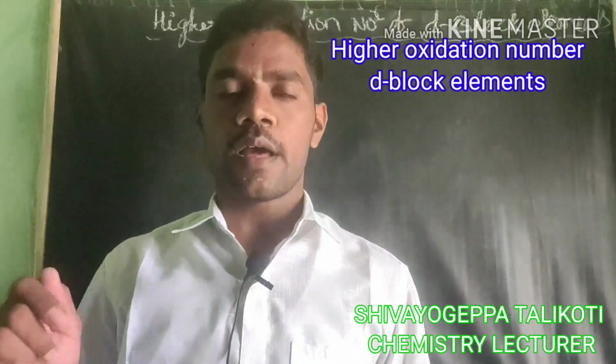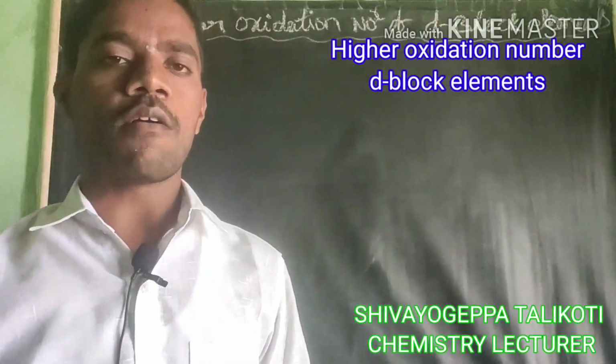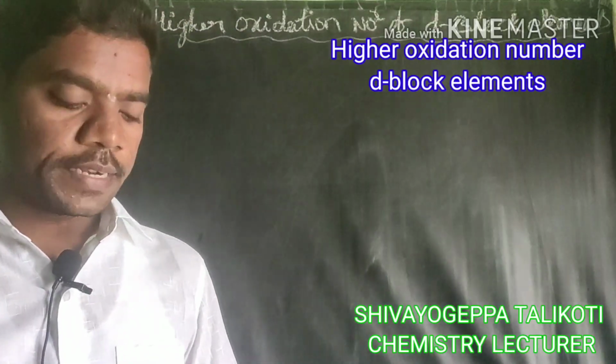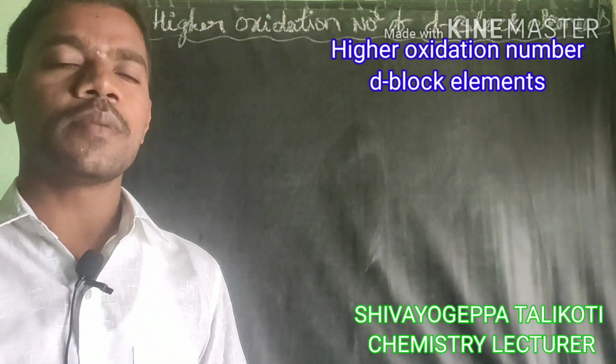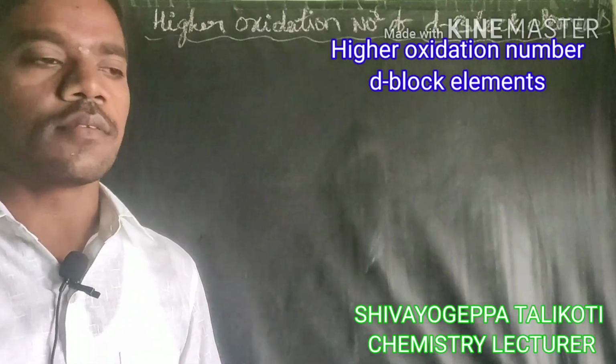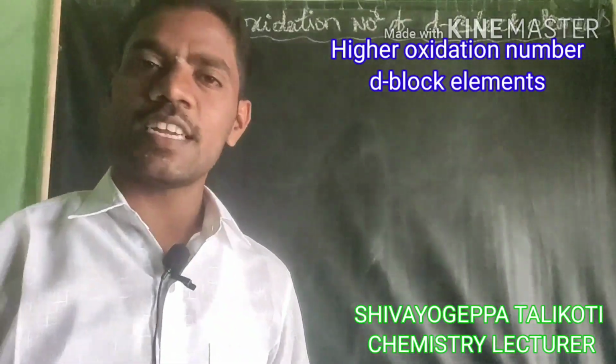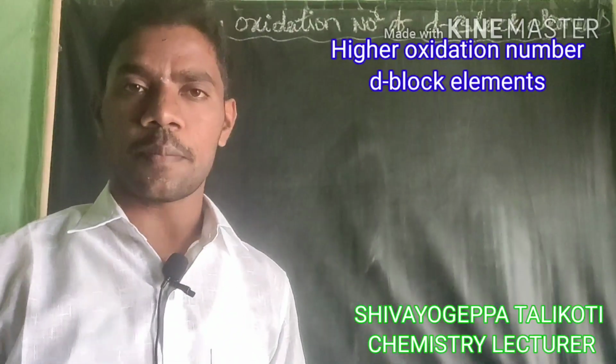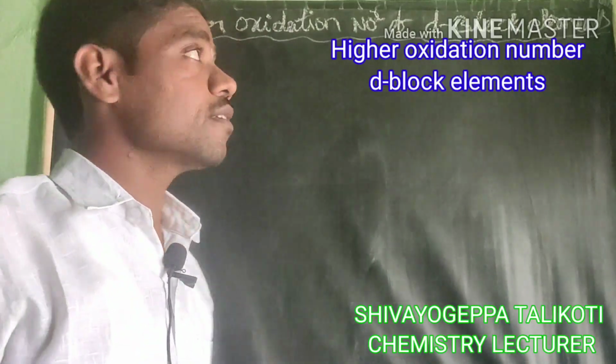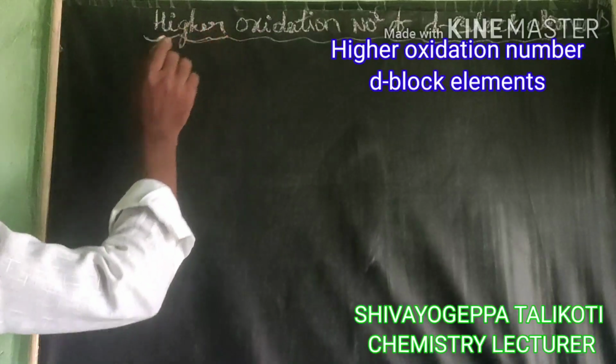What is that concept? The higher oxidation number of the D block elements. D block elements means scandium, titanium and so on. Now, what is that higher? Already we learned the oxidation number concept in a separate video. But what is this higher oxidation number? What is this higher word?